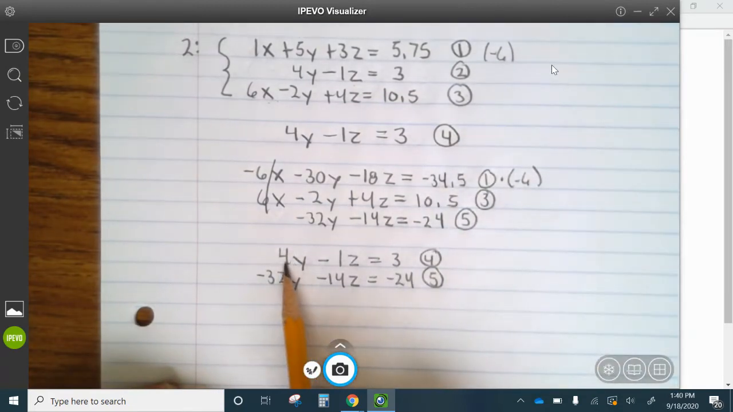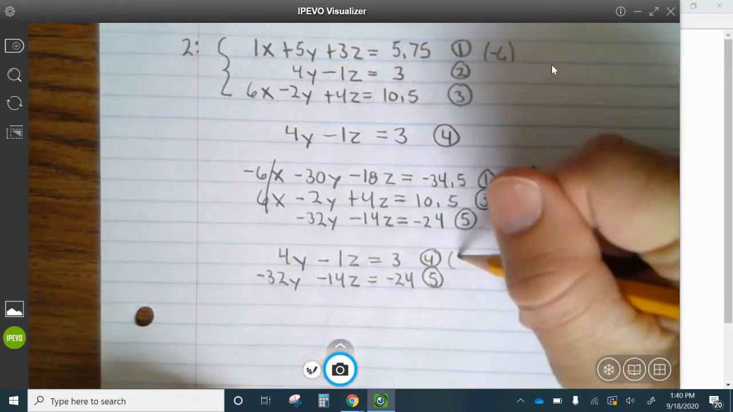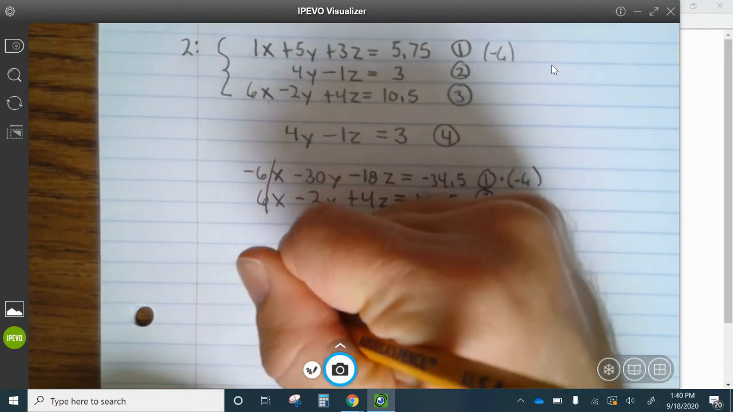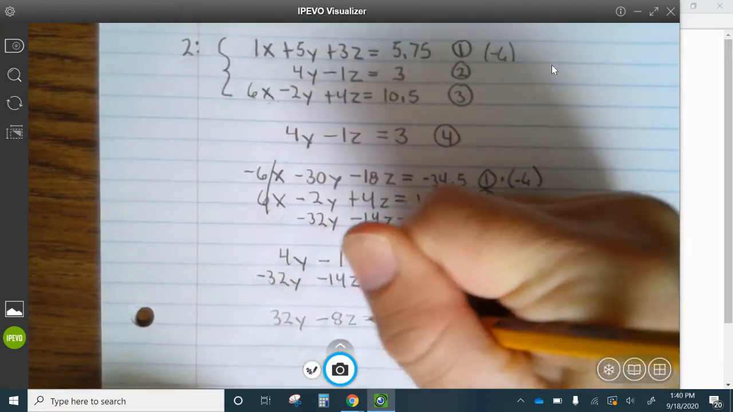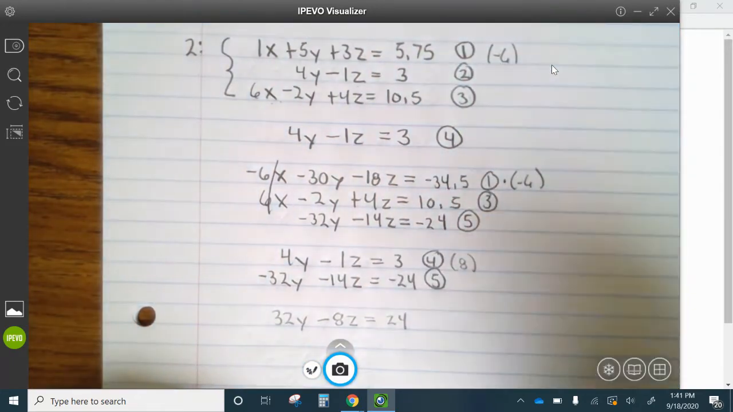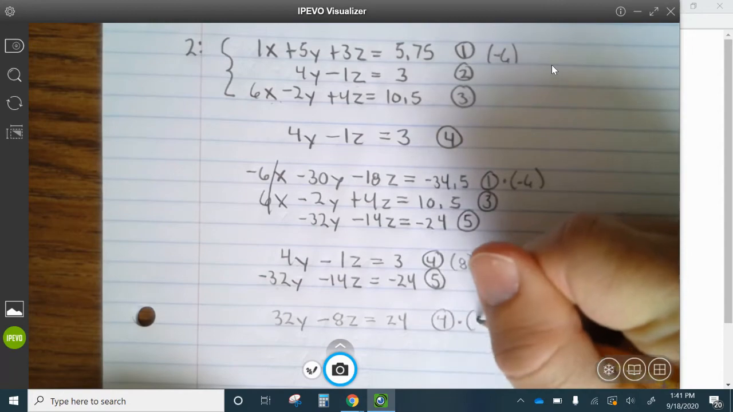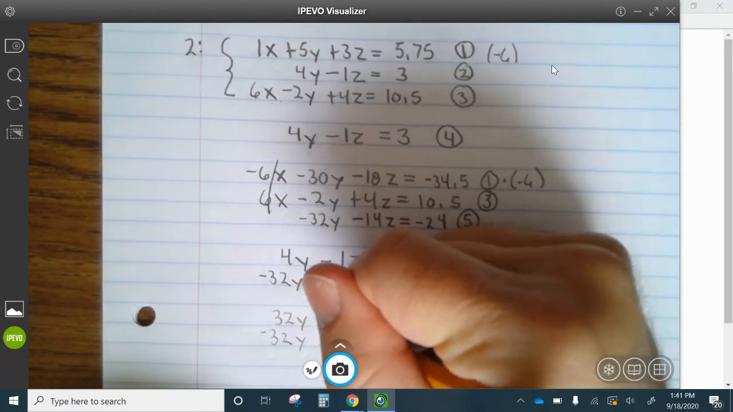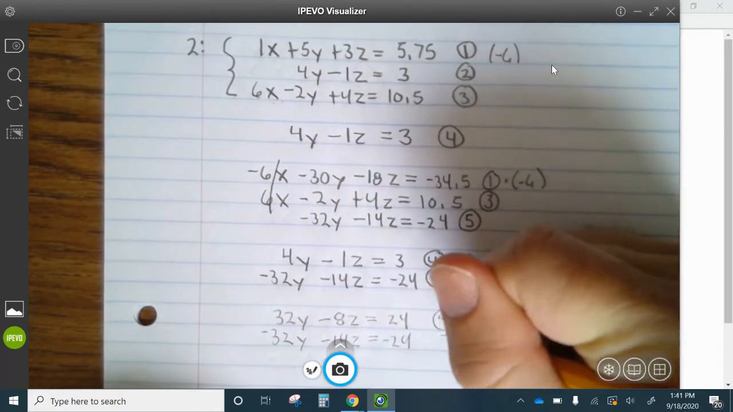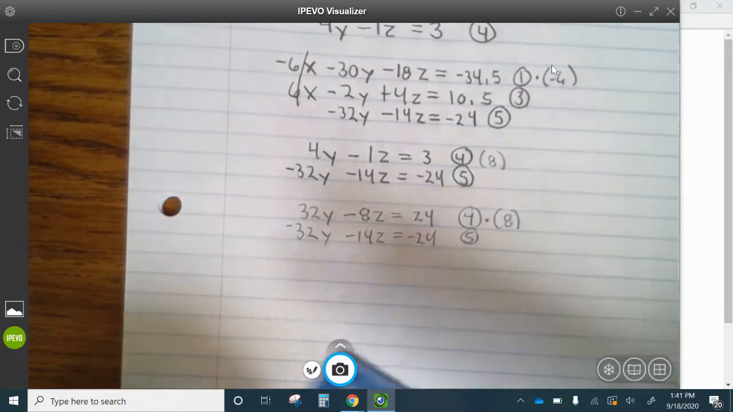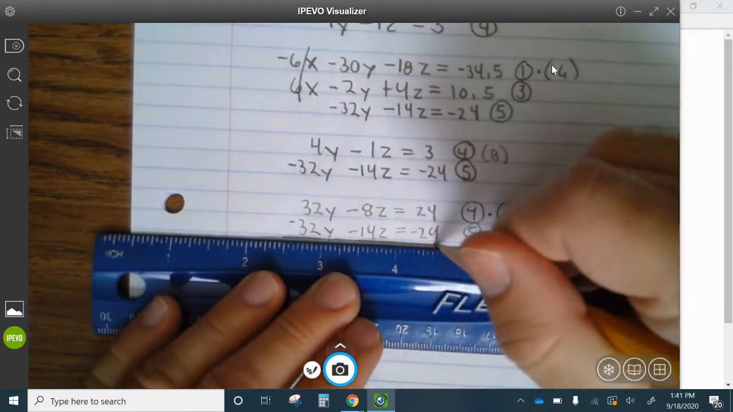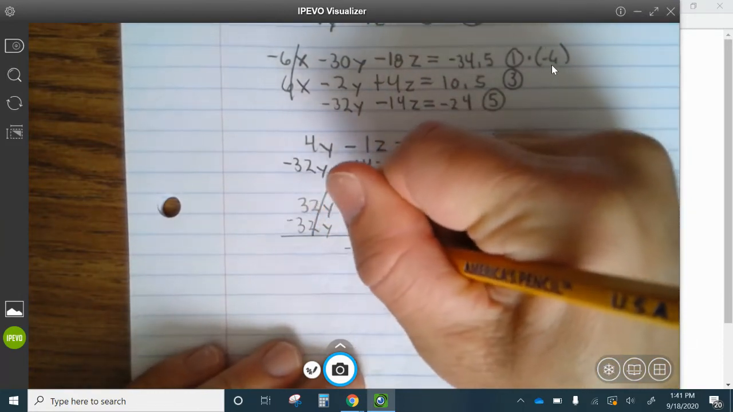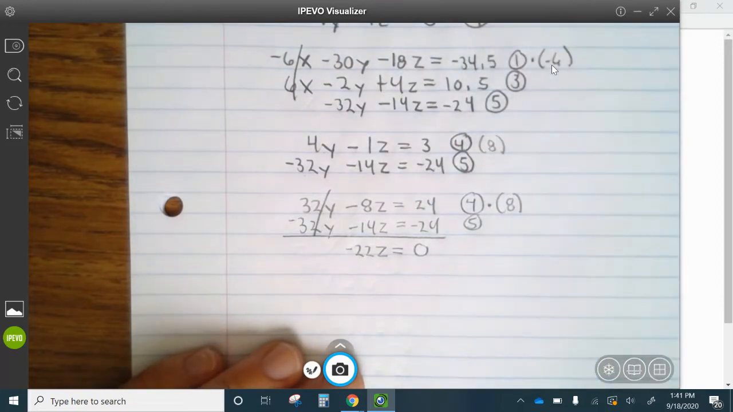So 8 times 4 is 32y minus 8z equals 24. That's equation 4 times 8. Equation 5 is negative 32y minus 14z equals negative 24. The y's cancel. You're left with negative 22z equals 0. Divide both sides by negative 22. Z equals 0.